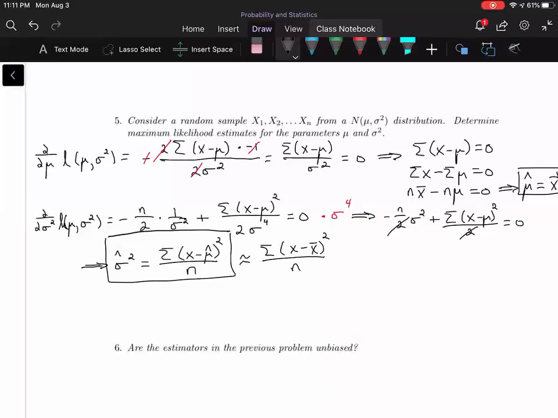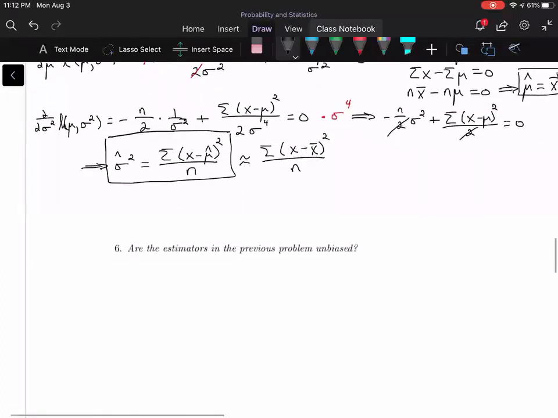So let's see whether that's good or bad. And that's essentially what number 6 is getting at. So we want to determine, are these estimators in number 5 unbiased or not? So let's start with mu, that's the easier path. And we want to show the expected value of the estimator ends up giving us the parameter it was estimating. So does this equal mu? That's what we want to show.